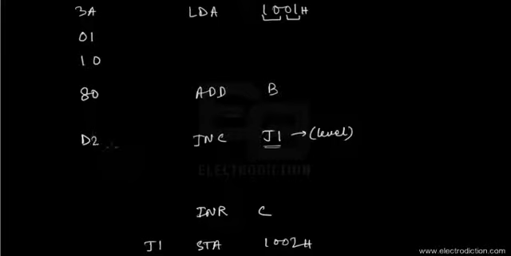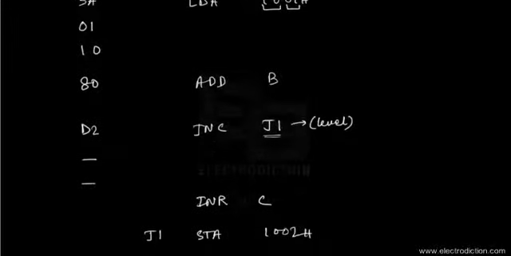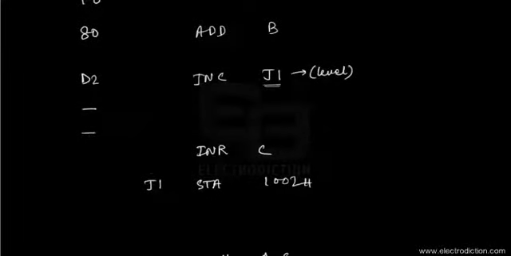I'm going to write D2 here, and then we need to keep 2 spaces blank, because J1 denotes a memory location where the program control is supposed to transfer if this conditional statement is true. So we keep these 2 positions blank, and now for INR C, the code is 0C. Then for STA, it's 32, and again there is a memory location, so we divide it into groups of 8 bits, lower 8 bits and then higher 8 bits.